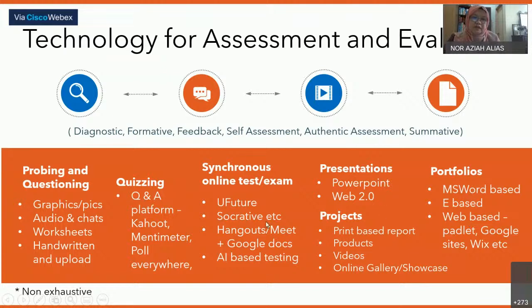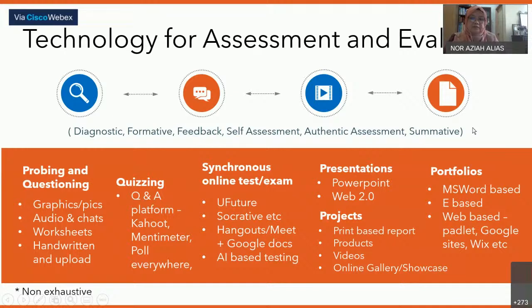Again, when you look at assessment, you need to think whether you're doing a diagnostic or formative evaluation. Is it a feedback thing? Are you getting students to self-assess? This is a good thing that we should introduce to our students, to self-assess what they have learned, or to bring in authentic assessment.